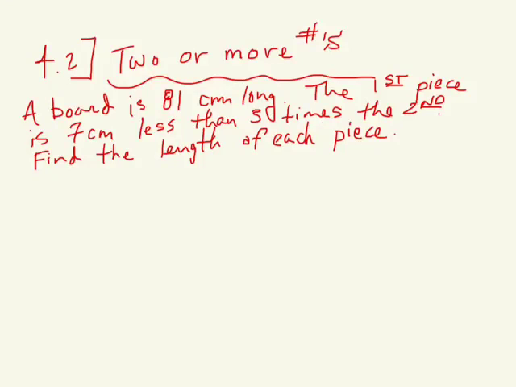Two or more numbers. This is problem solving. So it's the first section of word problems. If you look, we have this board that's 81 centimeters long. The first piece is 7 less than 3 times the second.